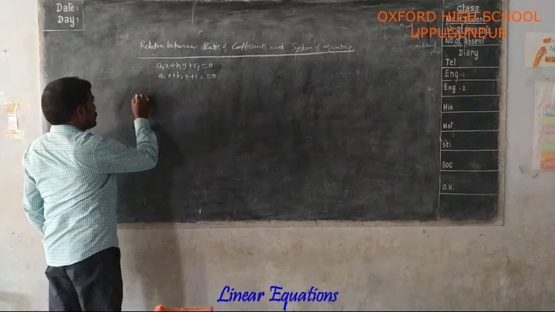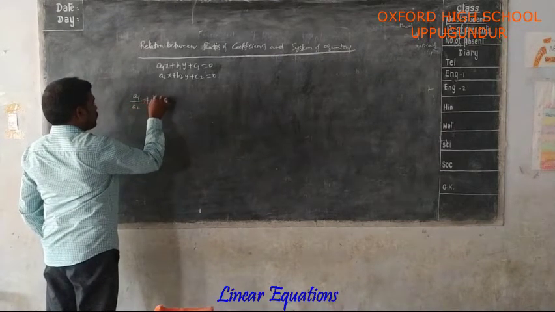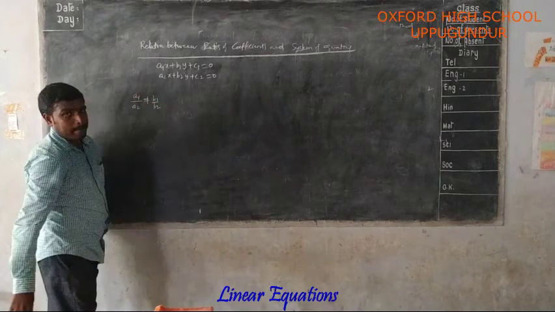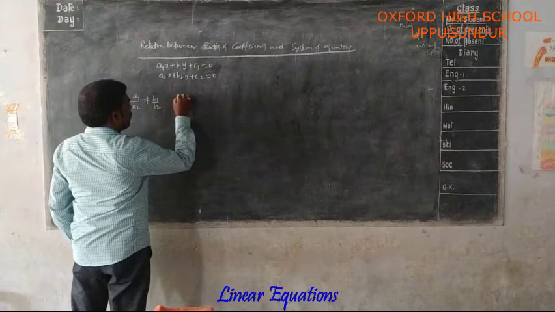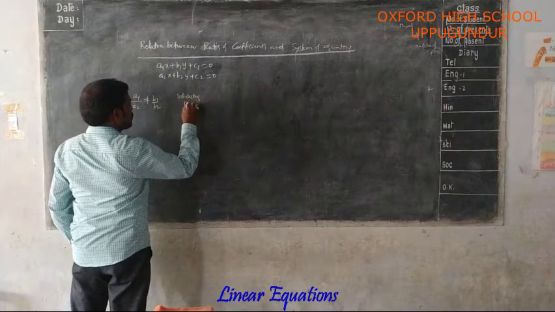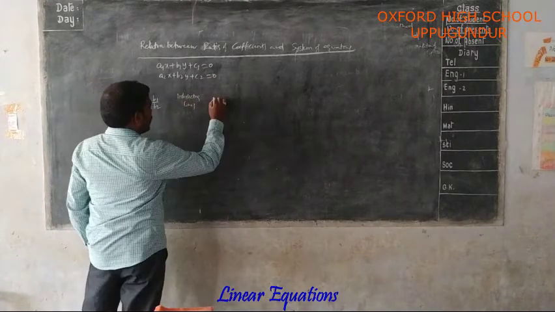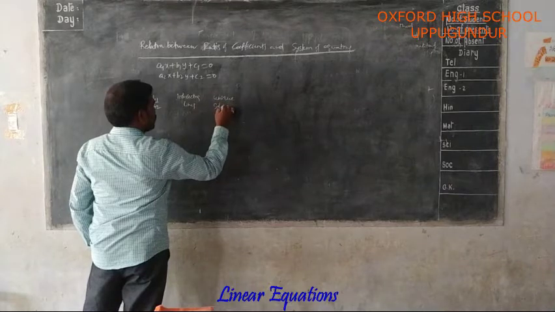By comparing these ratios, if a1 by a2 not equal to b1 by b2, then the pair of equations represents intersecting lines. We will get a unique solution.